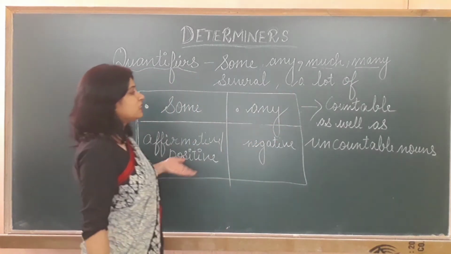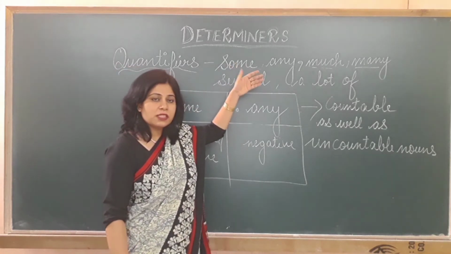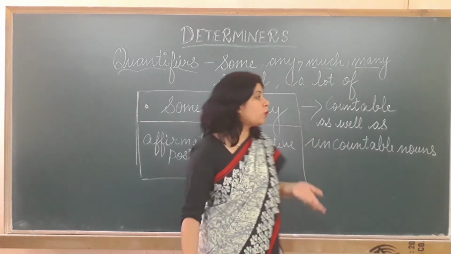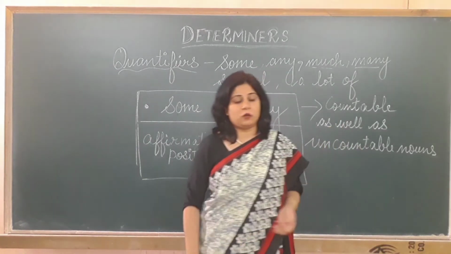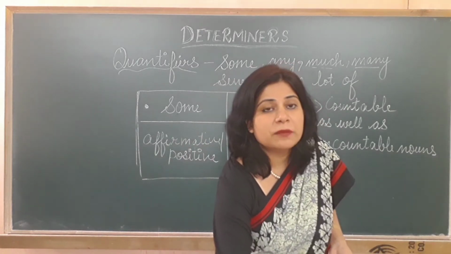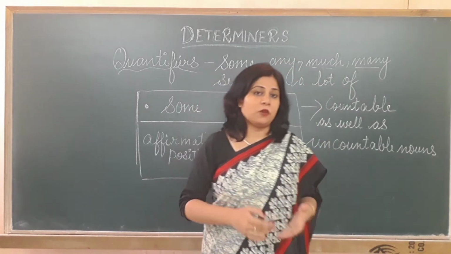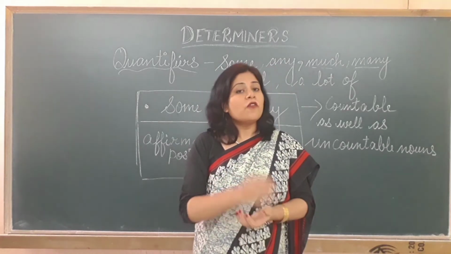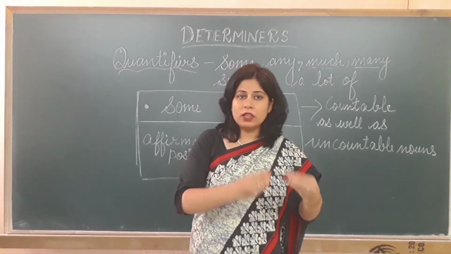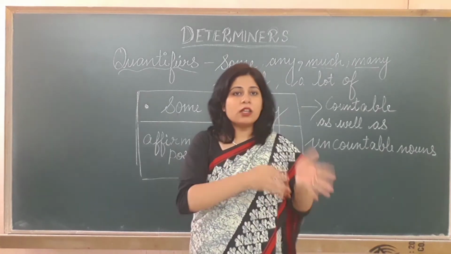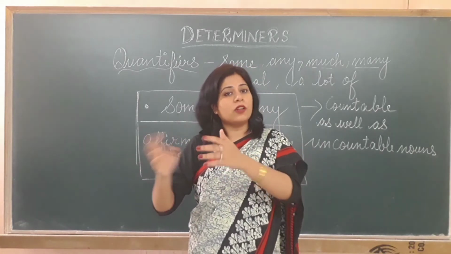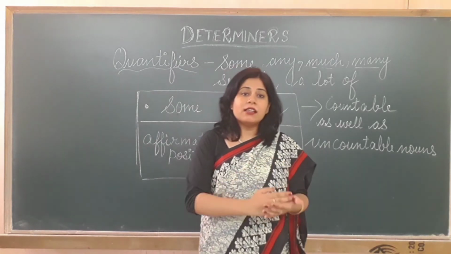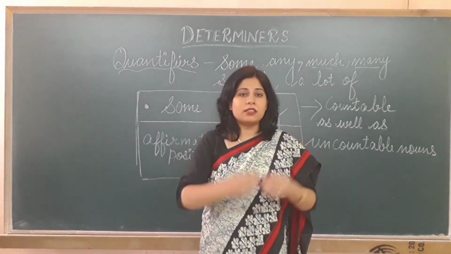Now, some of the quantifiers are used with countable nouns and some are used with uncountable nouns. So let me brief you about what are countable nouns and what are uncountable nouns. Countable nouns are those nouns which have a singular and a plural form. For example, boy. So a boy, this is a singular form, and boys, it is a plural form. Fine? Like boy, boys, girl, girls, woman, women.